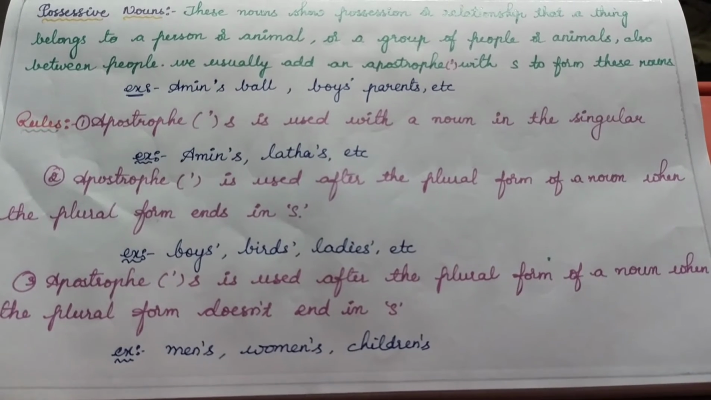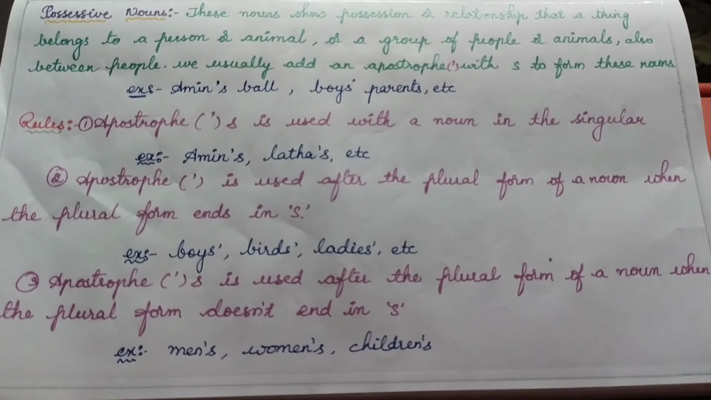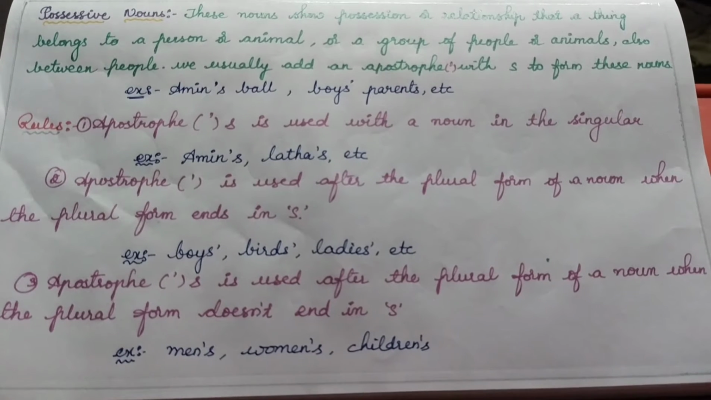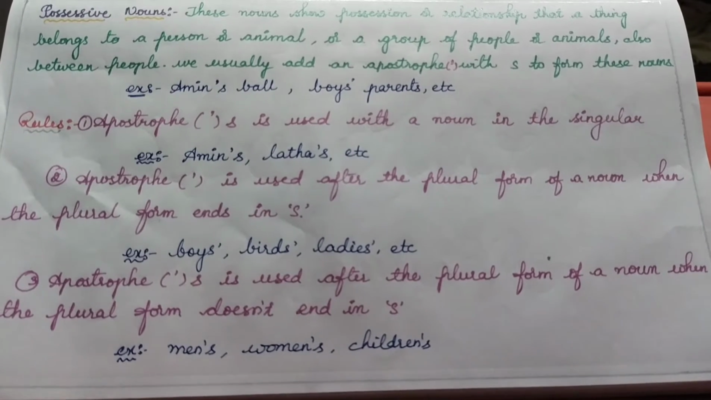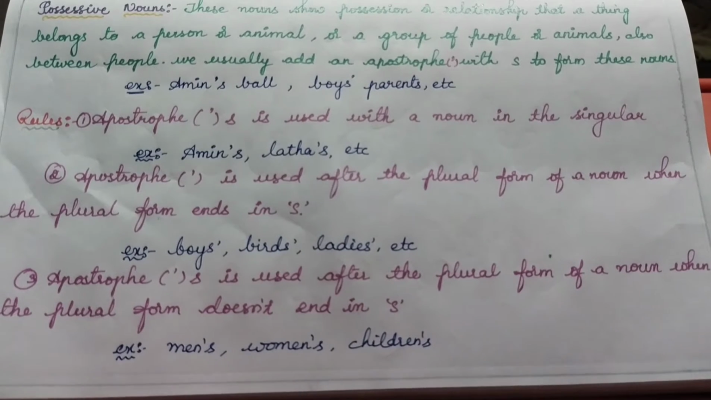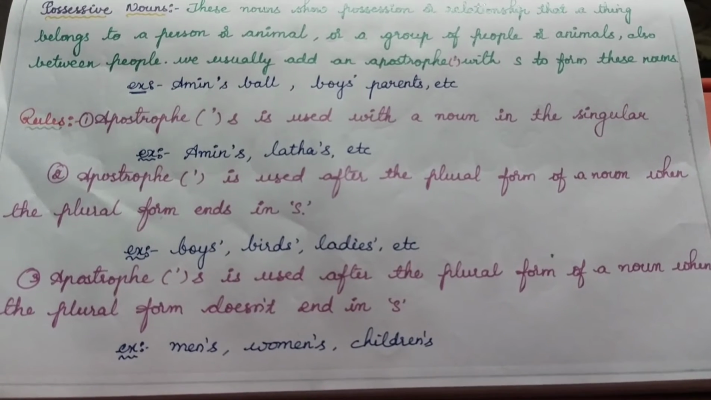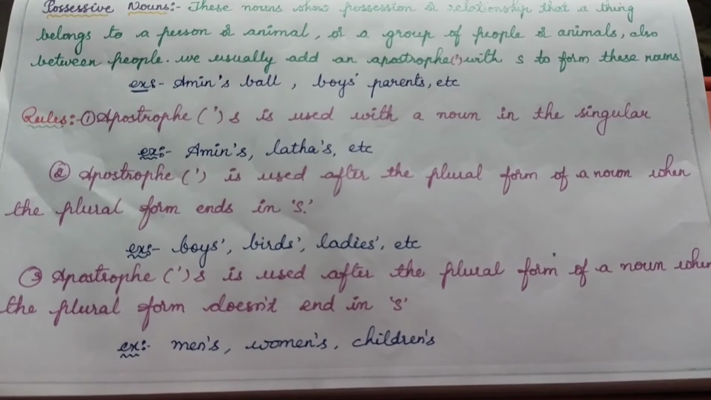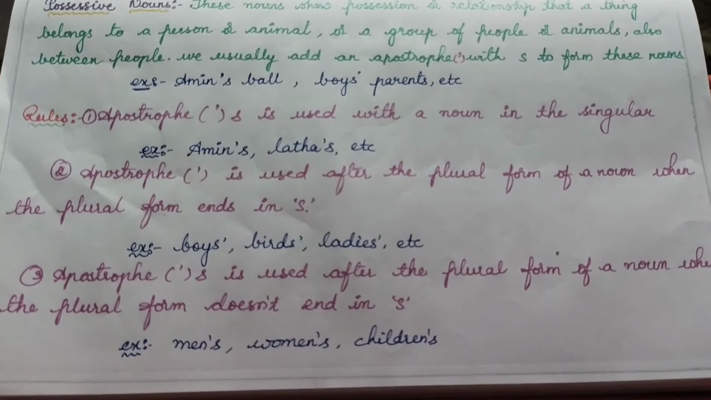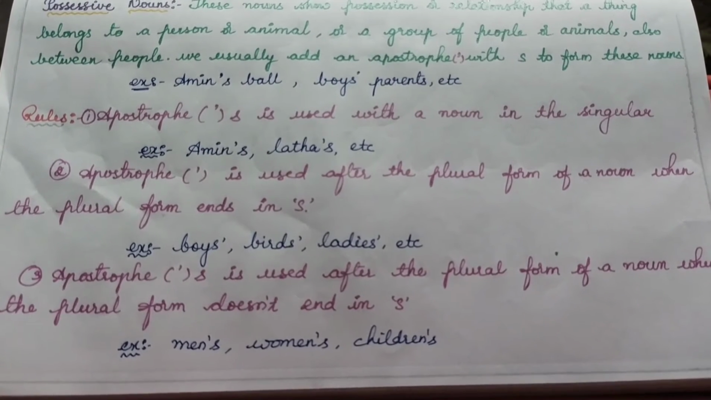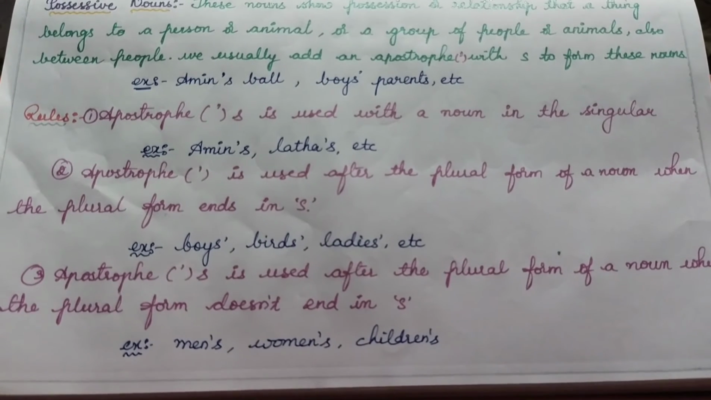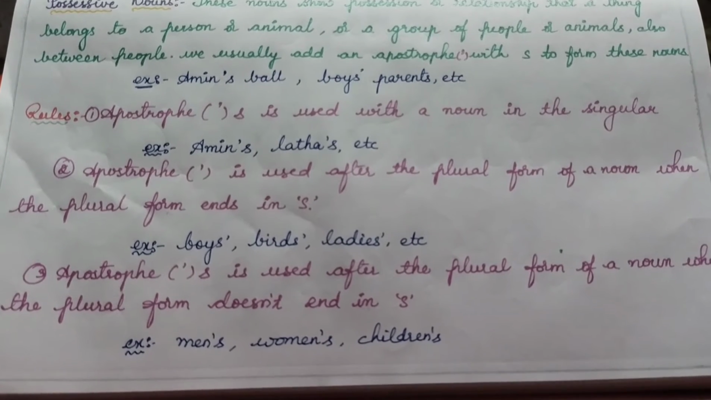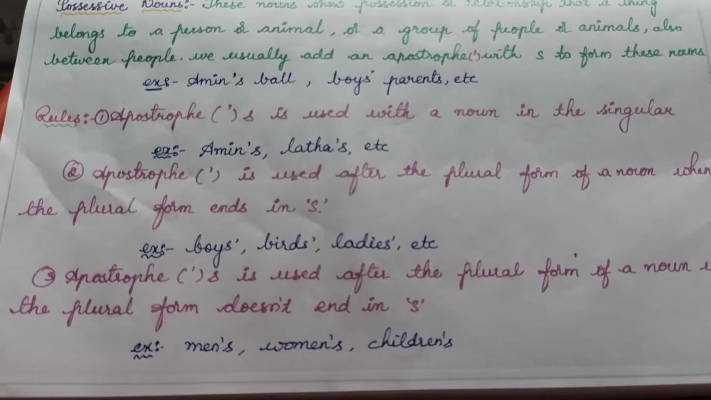Coming to the third one, apostrophe s is used after the plural form of a noun when the plural form doesn't end in s. So this is quite opposite to the second rule. If the plural noun ends in s, we should add only apostrophe. If the plural noun doesn't end with s, for instance, men, it is plural. Woman, it is plural. Children, it's plural. So these plural nouns don't end with s. For such nouns we can add apostrophe s.